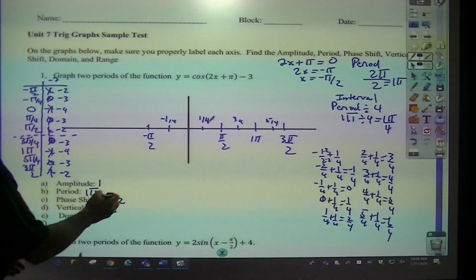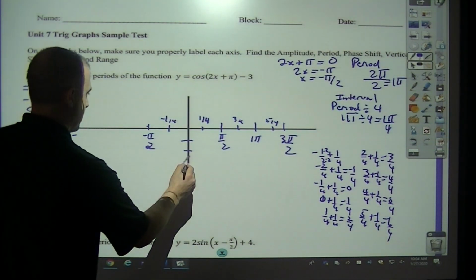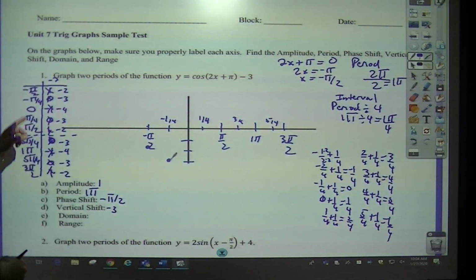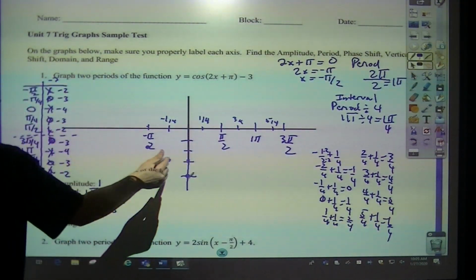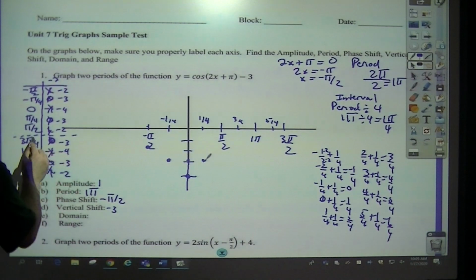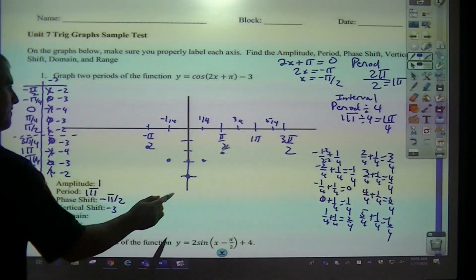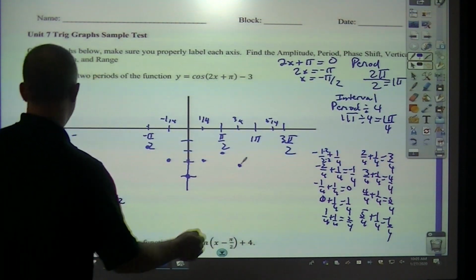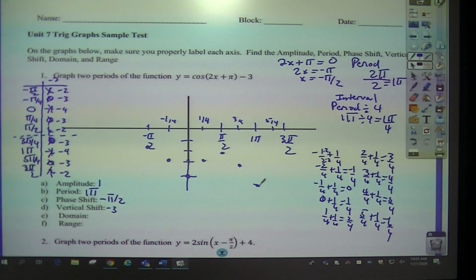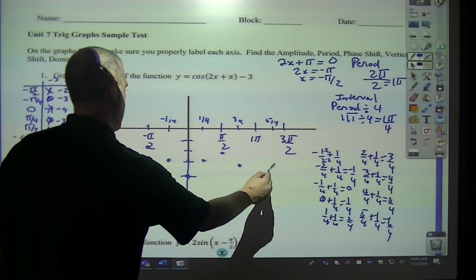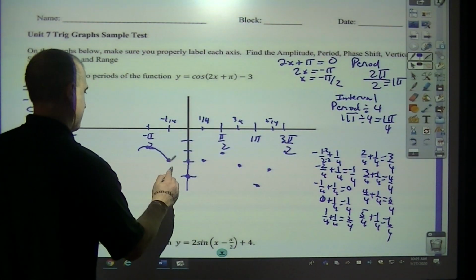At -1/2, I'm going to be at -2. At negative pi over 3, I'm going to be at -3. At 0, I'm going to be at -4. At 1/4, I'm going to be back at -3. At 1/2, I'm going to be at -2. At 3/4, I'm going to be at -3. At 1 pi, I'm going to be at -4. At 5/4 pi, I'm going to be at -3. And at 3/2 pi, I'm going to be back up at -2. So this is what my graph looks like.